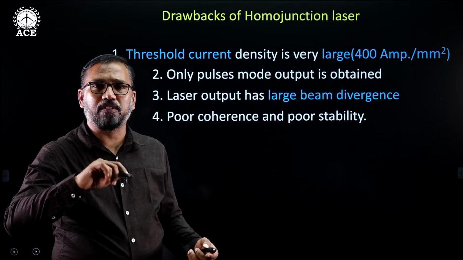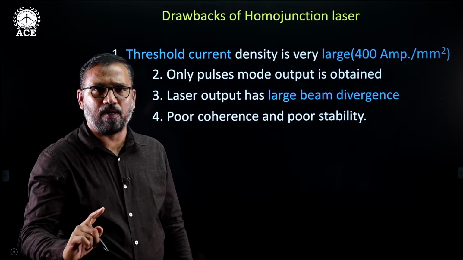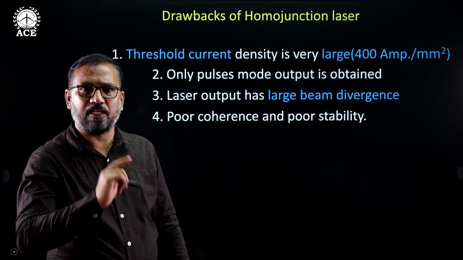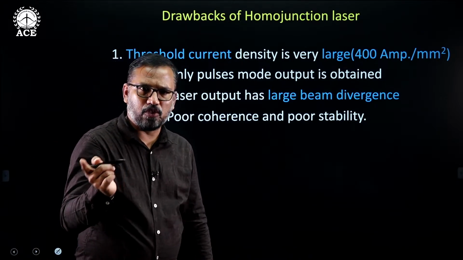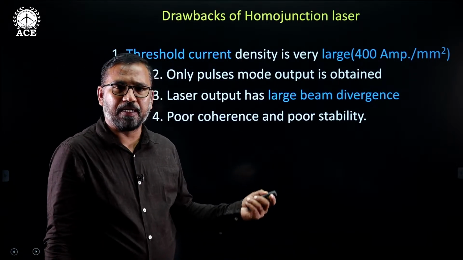The output of a semiconductor laser can be obtained either in pulsed mode or as a continuous waveform. So we can get two kinds of output. That is the main advantage of a semiconductor laser.